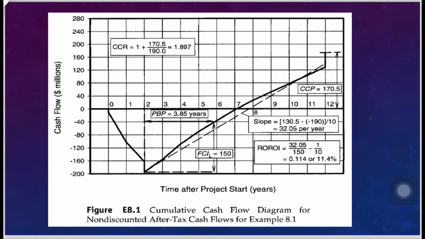Alright? And if you want to get the ROI, you have to get the slope, or the yearly increase, or yearly positive income, over the fixed capital investment, or the total fixed capital investment. And then you have to do it over how many years. The project life is at 10 years. Alright? Okay, so that is your ROI.